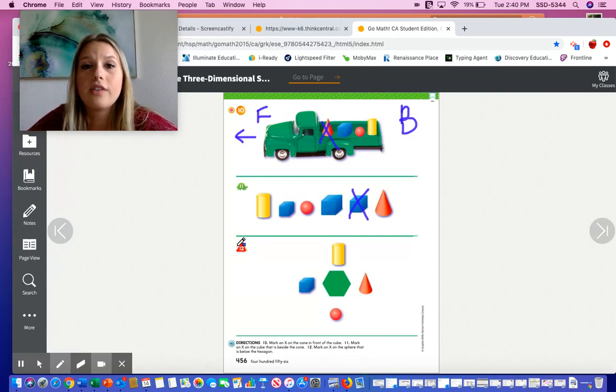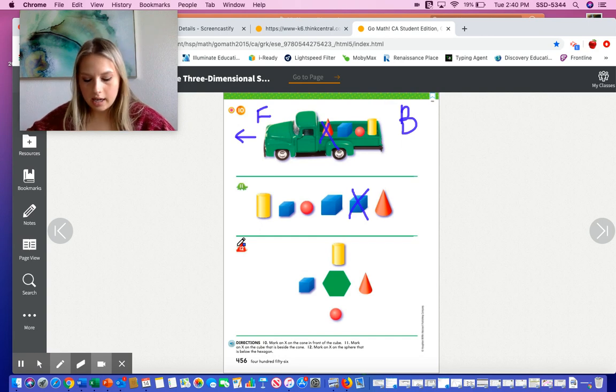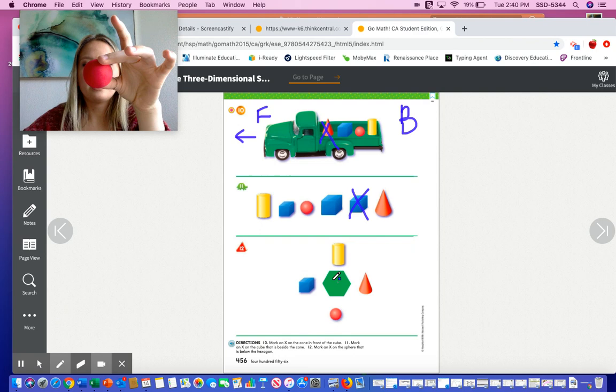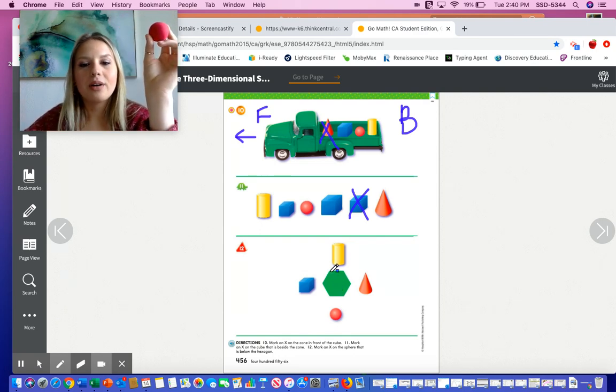Remember, if I'm moving too fast, pause me. Mark an X on the sphere that is below the hexagon. So this hexagon we know is here. Count the sides of a hexagon block. 1, 2, 3, 4, 5, 6.